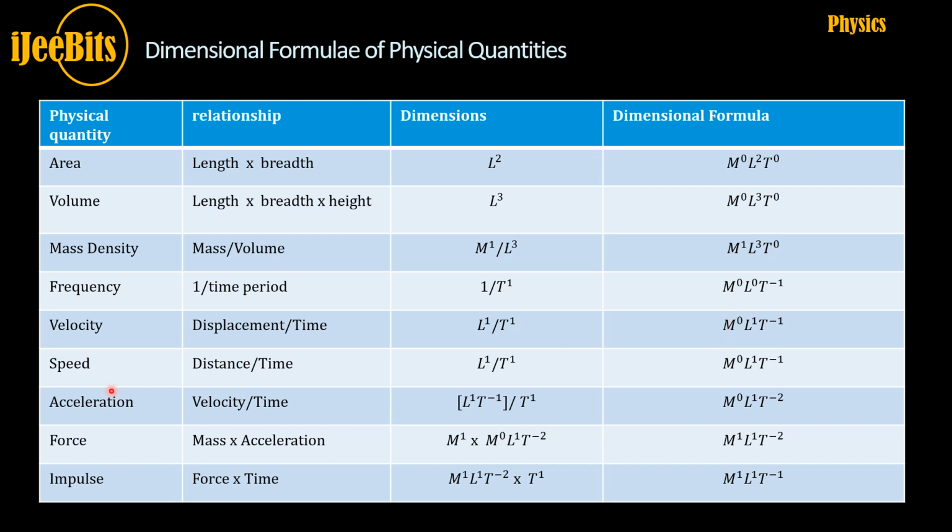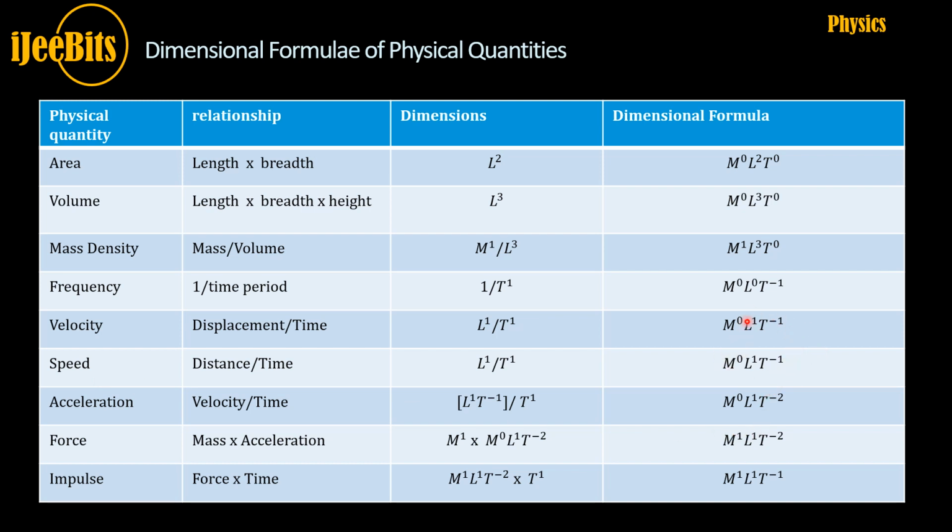Let's look at speed. Speed is nothing but distance by time. Dimension for distance is like what? L, length. Dimension for time is t, seconds. So L power 1 by t power 1. So we are independent of mass. So m power 0 L power 1 t power minus 1. If you look at the dimension of velocity and speed, both are the same. So velocity and speed have the same dimension formula.